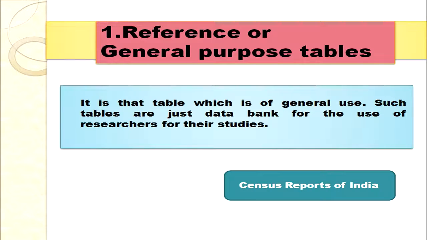Very first, reference or journal purpose table. Now, it is that table which is of journal use. A lot of information, content is there. So, it is just a data bank for the researchers for their studies. For example, as you can see, census reports of India, a lot of information regarding employment, regarding income, number of members, education, all different kind of information is there in this report. So, we are saying journal purpose tables are of journal use. Such tables are just data bank for the use of researchers for their studies.